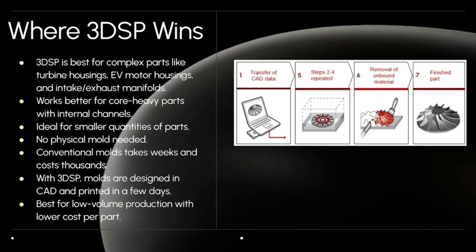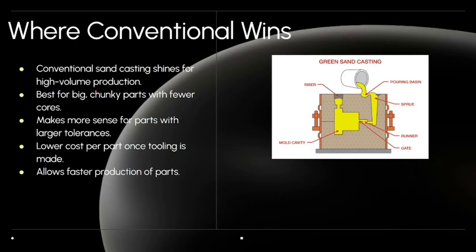The tooling used in conventional sand casting can take weeks to make and cost several thousands of dollars. With 3D sand prints, you can create a mold in CAD and have it printed within days. 3D sand prints are best for low volume quantities because the tooling cost is lower, so the cost per part will also be lower. Conventional sand casting shines when you need to reproduce parts in high volume or when you need to produce big chunky parts with few cores inside of it.